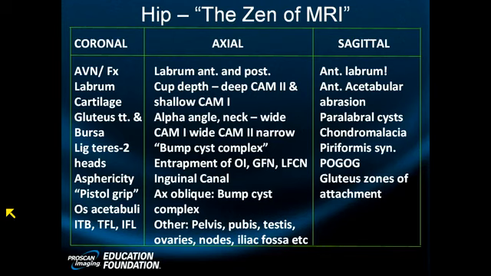Bursa around the hip. Well, there's the iliopsoas bursa. It's connected to the joint only 15% of the time. There's the obturator bursa. It connects to the joint only 5% of the time. And there are the trochanteric bursa.